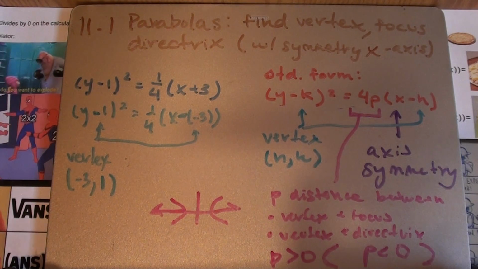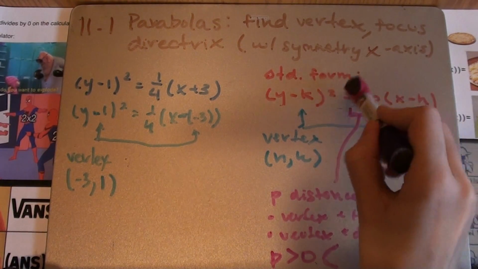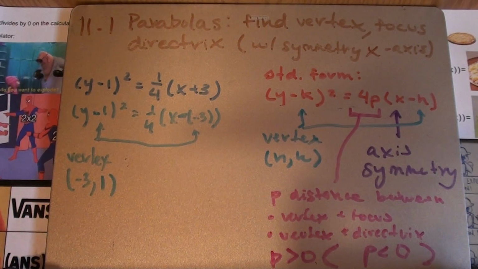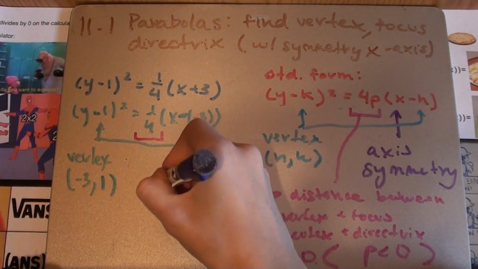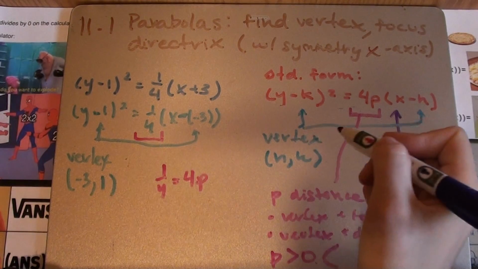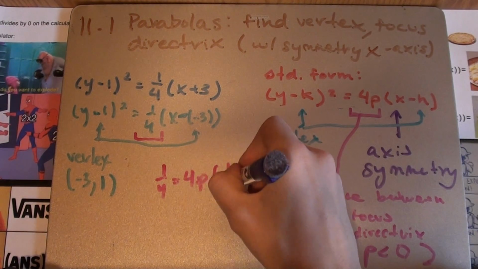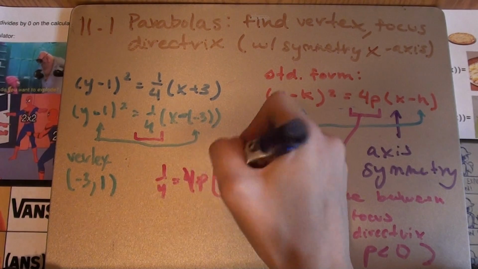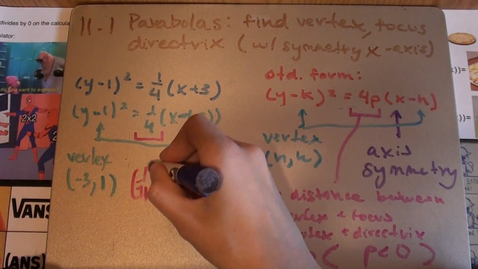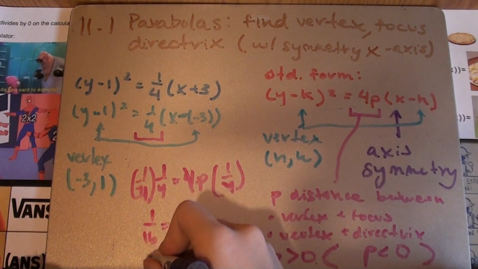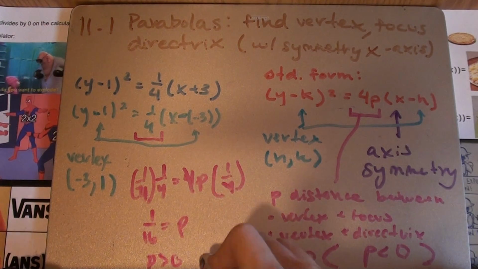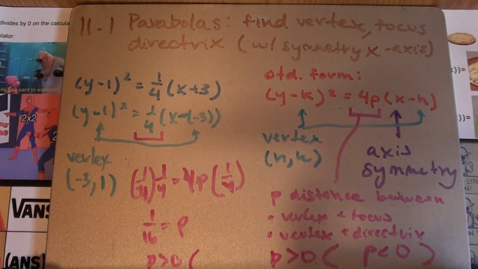So knowing these things about our p, we can actually find p. In order to do that, we have to set these two terms equal to each other. We know our 4p is out in front here, and out front here we have our 1/4. So we're going to set these two pieces equal to each other: 1/4 equals 4p. We're going to solve for p, so we're going to multiply by 1/4 to cancel out the 4 here. Multiply the other side by 1/4 too. So we get a grand total of 1/16 equals our p, which we know is greater than 0. So that tells us that we're going to be opening up this way.